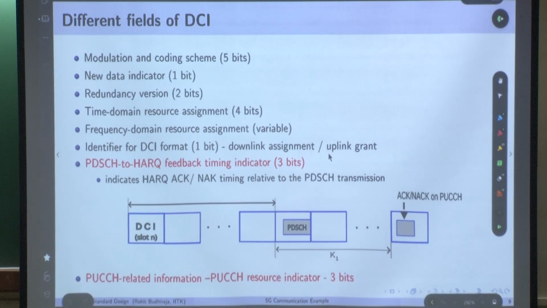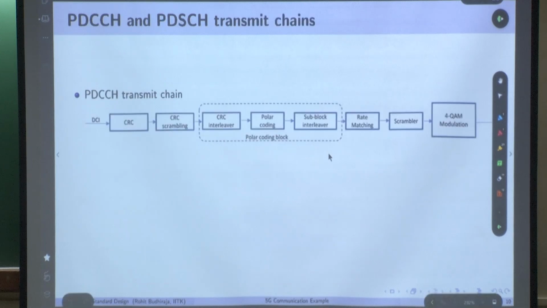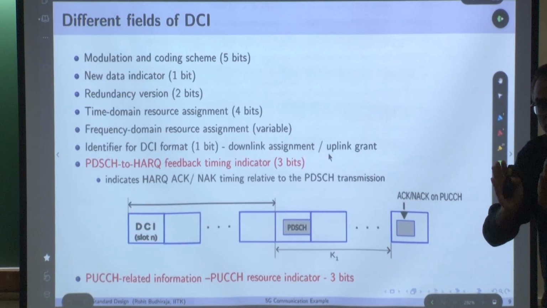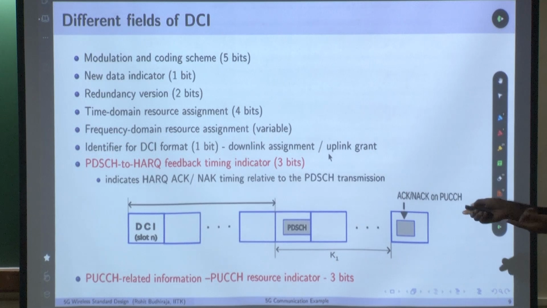So let's continue with the PUCCH related information. Where PUCCH will be sent also has to be indicated, 3 bits for that. Now we are clear about what is contained in the DCI and what the search space is. The search space has also been defined. So DCI is going to come in the search space, and PDSCH is going to come in the rest of the space, as defined in the DCI.